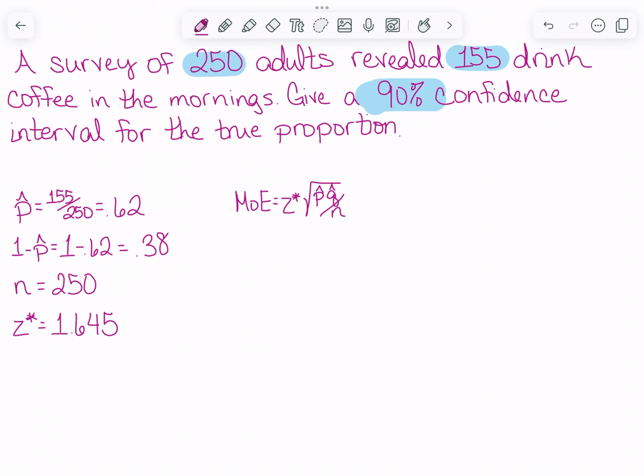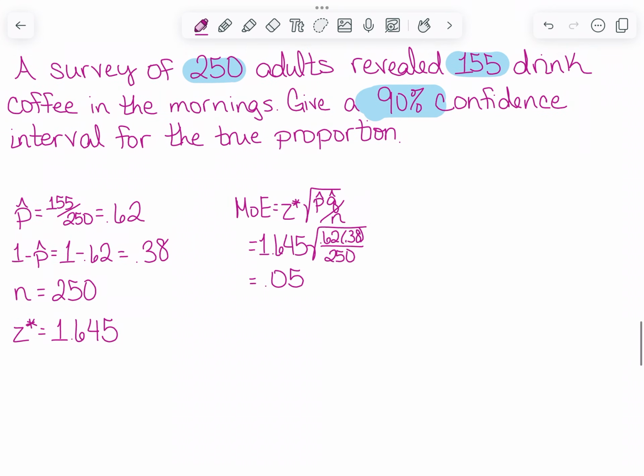As a reminder, this was given by Z star times the square root of P hat Q hat over N. Plugging in our information and then computing this gives us 0.05 as our margin of error. Our final step, we want to both add and subtract this margin of error from P hat: P hat minus 0.05 and P hat plus 0.05.